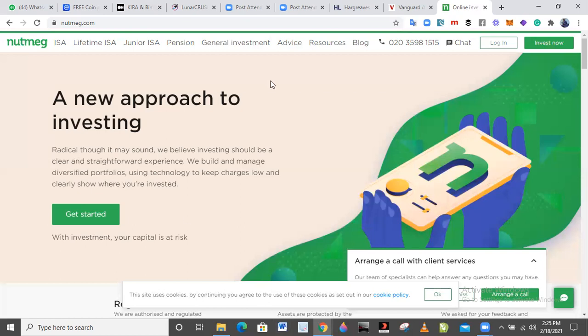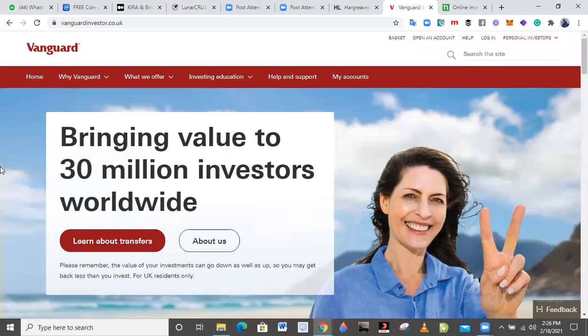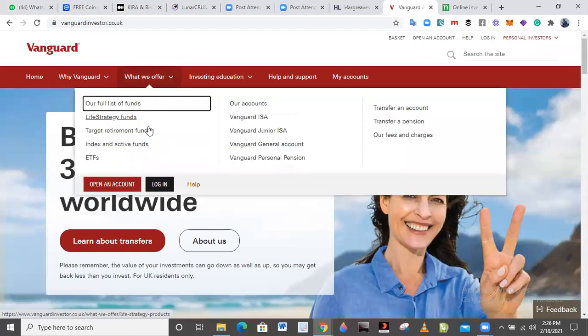Like look at Nutmeg now. They have ISA account, they have lifetime ISA account, they have junior ISA account, they have pension, they have general investment. So if we go to Vanguard, let's look at what they offer. They have LifeStrategy funds, target retirement funds, index and active funds. So their accounts now, let's look at the accounts. They have Vanguard ISA, Vanguard Junior ISA, they have Vanguard General Account, and they have Vanguard Personal Pension.